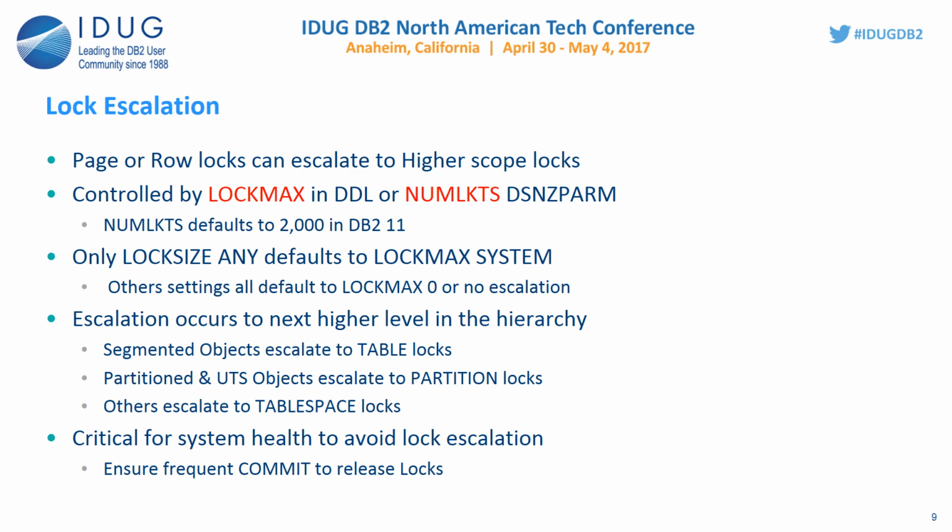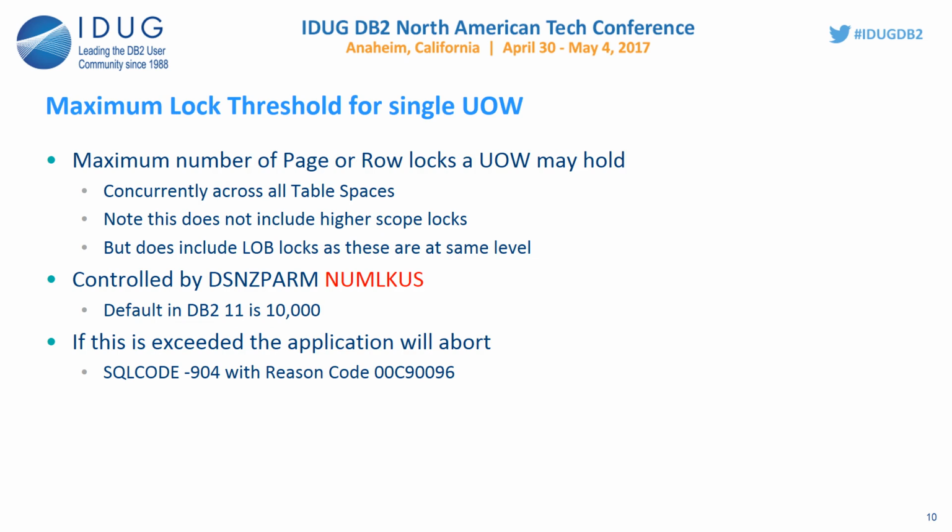Okay. Now the question we had earlier about the number of locks for an individual user, that's the numlockUS parameter for the number of locks a user can hold. And that's the number of locks a user can hold across all objects. And by default in DB2 11, it's 10,000. All right? Okay. Now, this is only for page or row level locks. It's not for the higher scope locks, the table space or the table locks. And if you exceed this numlockUS number, then your application is going to abort with a -904 with this reason code, 00C90096. Okay?